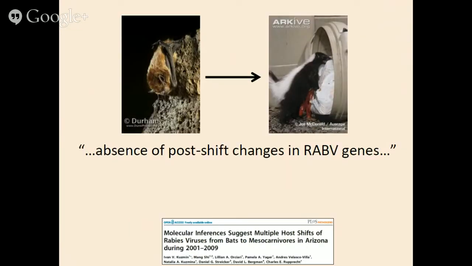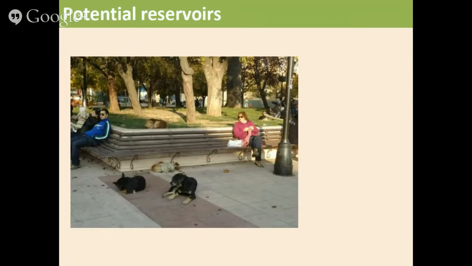And something that is pretty interesting is that the virus is not changing, is not evolving. The virus remains in the same structure during these spillover events. And what is needed for successful establishment in a new population is ecological factors, including carnivore density.